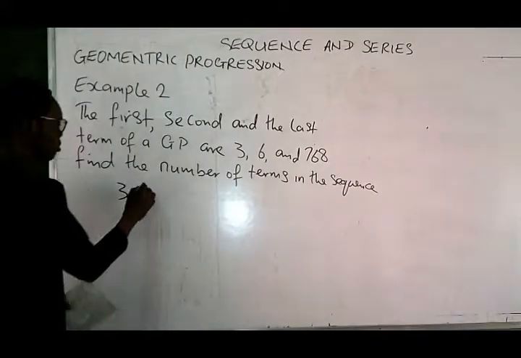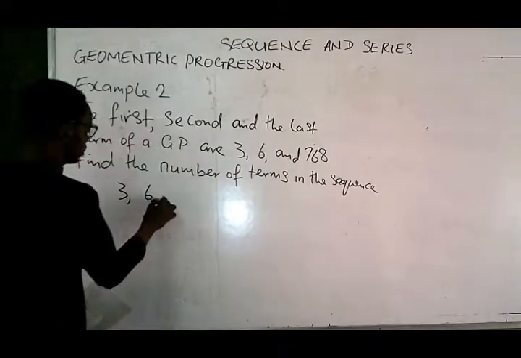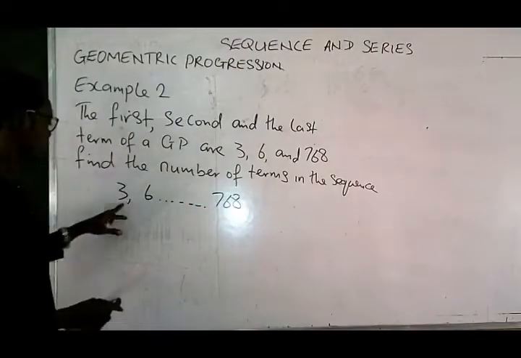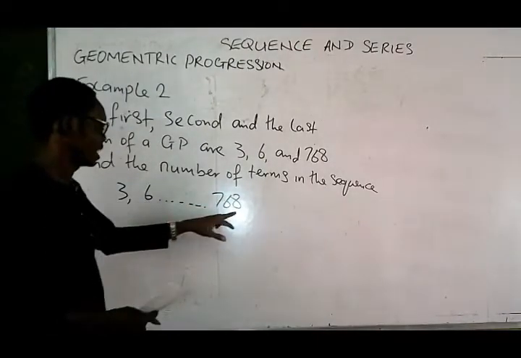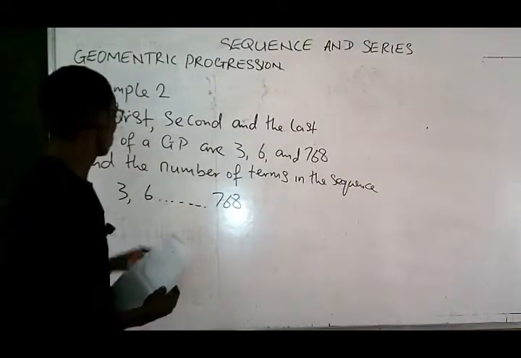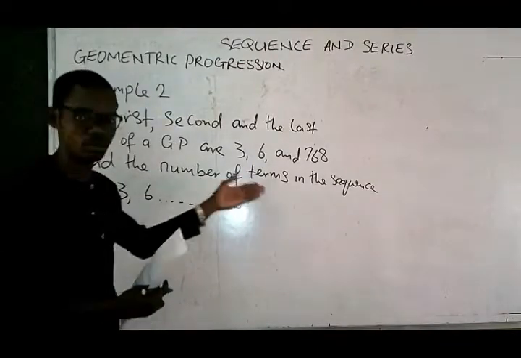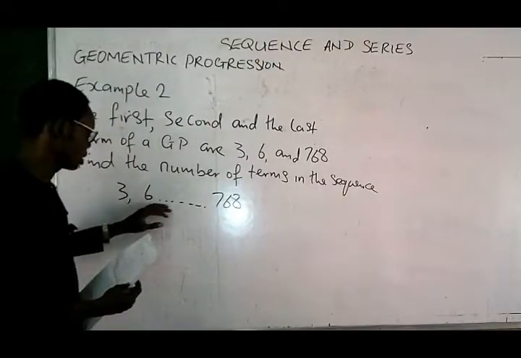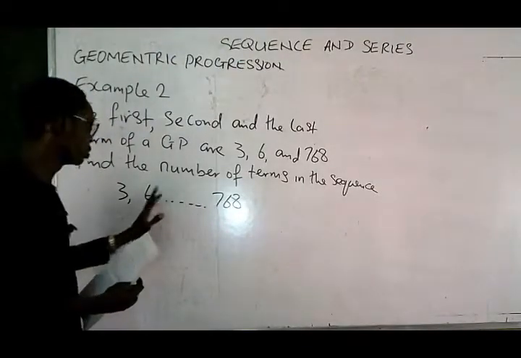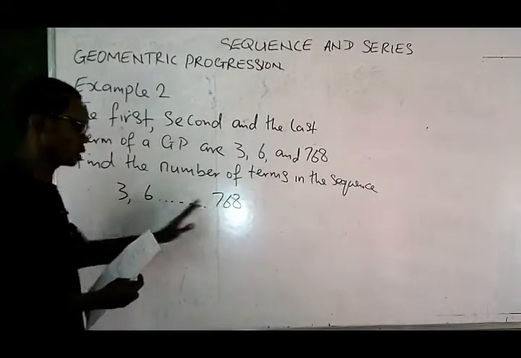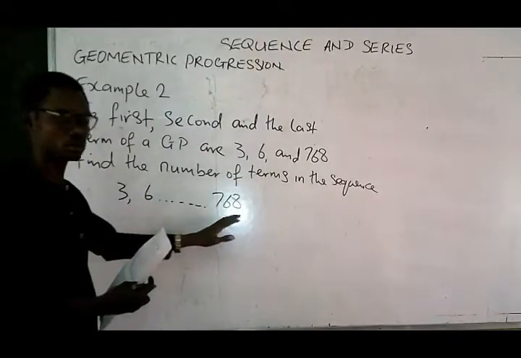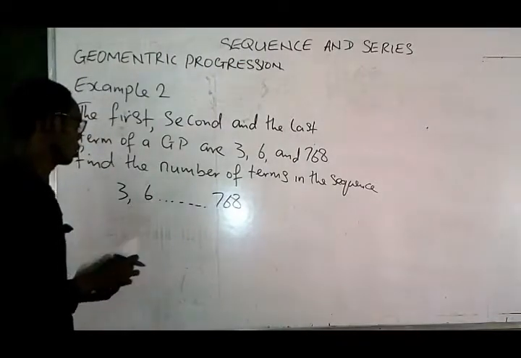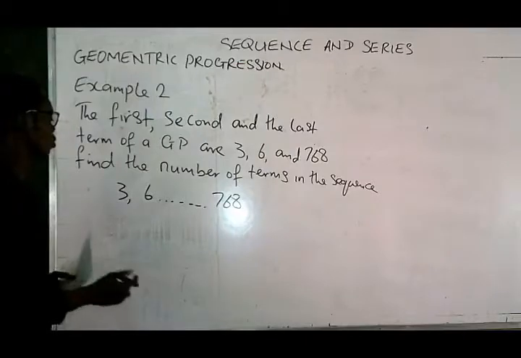So, this is just a way of writing something like this: first term, second term, then 768. First term, second term, last term. Now, we are going to find the number of terms, because there are numbers in between the 6 and the last term. So, we don't know the number of terms, and we are going to look for it.